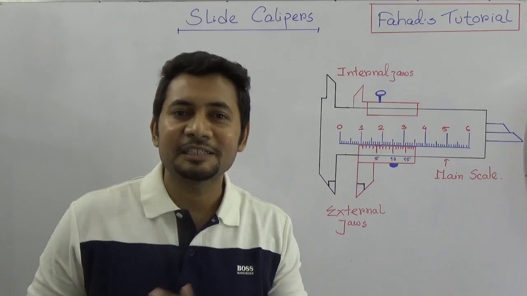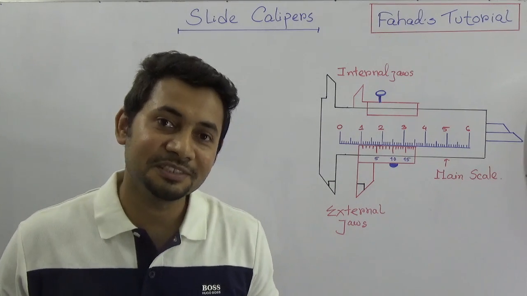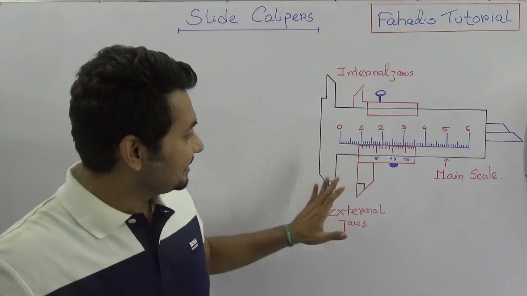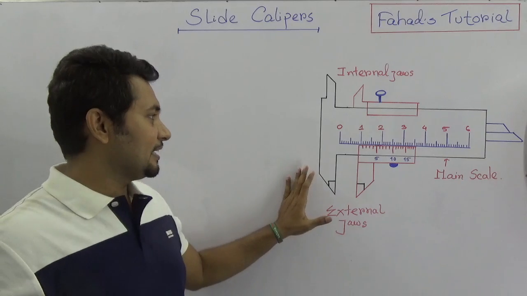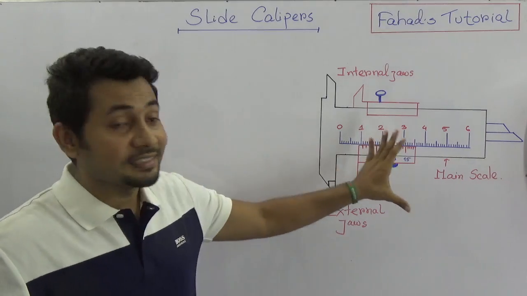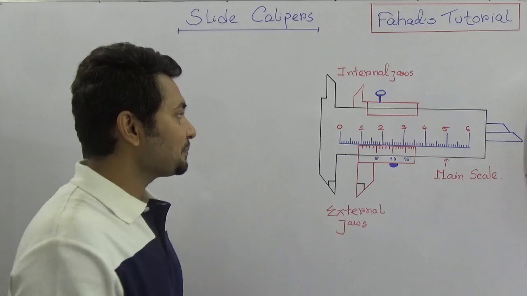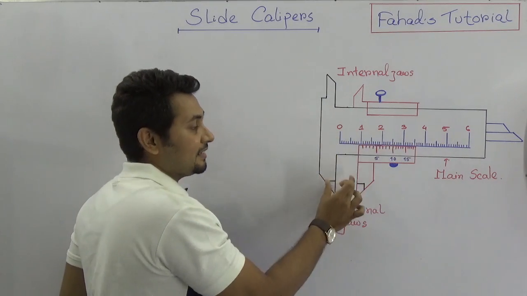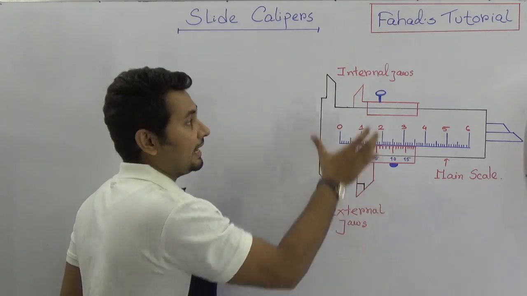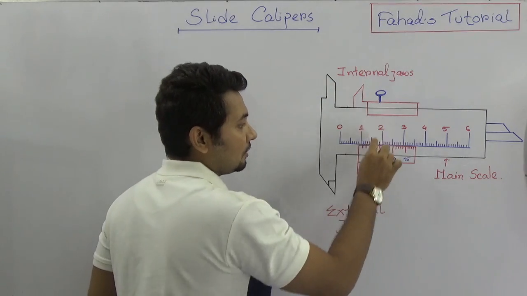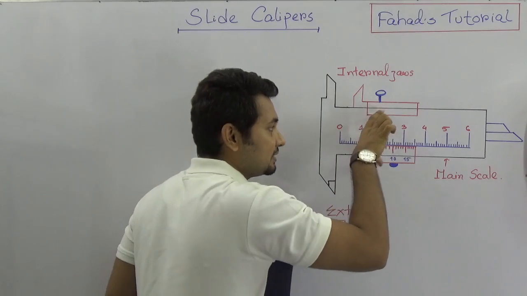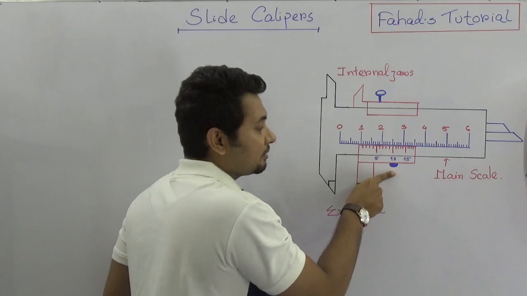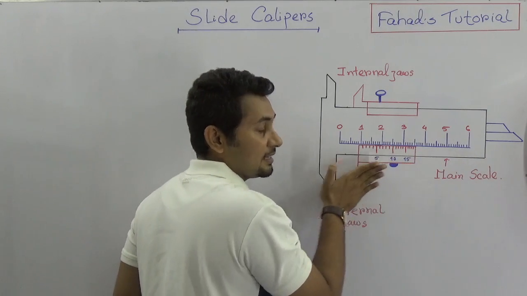In this video, I'm going to explain a little bit about slide calipers and how we can use them to measure something. This is the simplified figure that I've drawn here on the whiteboard showing the slide calipers. If you look closely, this is the main scale, and there are two jaws, external and internal. These jaws are movable. They can slide from one side to another, and there is a screw, so using this we can move it from the right side to the left side.